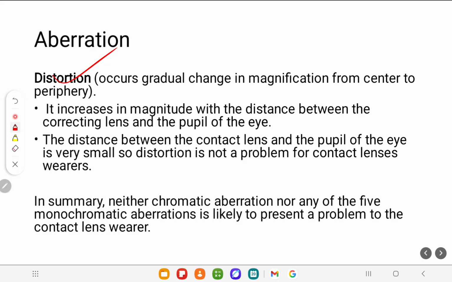The summary: neither chromatic aberration nor any of the monochromatic aberrations is likely to present a problem in contact lens. Aberration is out of the context. Yes, definitely, correction of the aberration is in the context.